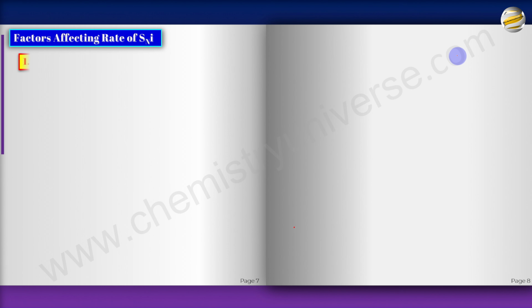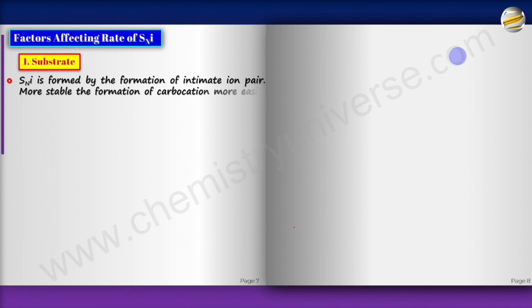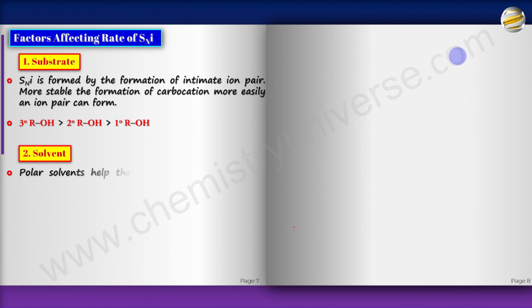So when it comes to substrate, SNi proceeds by the formation of an intimate ion pair. The more stable the carbocation, the more easily an ion pair can form. So the rate order is tertiary, secondary, primary. And as far as solvents are concerned, the more polar the solvent, the better the chance of SNi, because the intimate ion pair will easily form. So that ends up with our SNi.